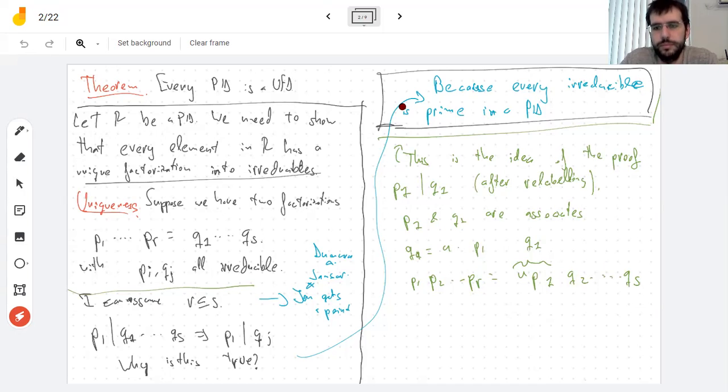The P1 cancels from the left and the right? Yeah, exactly. So why does it cancel? I feel like I ask this every day. Because it's an integral domain. Exactly, because it's an integral domain.